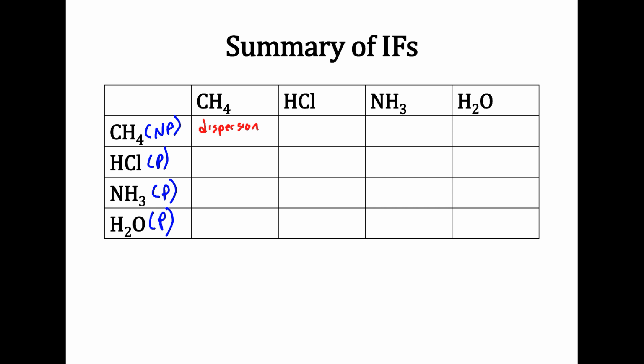Now, if methane were to interact with hydrogen chloride here, we know that methane is nonpolar, HCl is polar. So in this case, we would have dispersion, because anything with electrons has dispersion, but we would also have dipole-induced dipole.